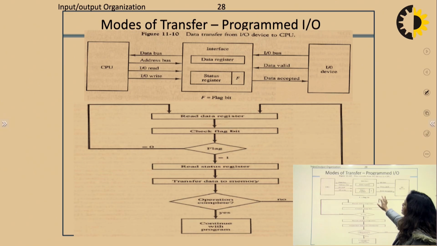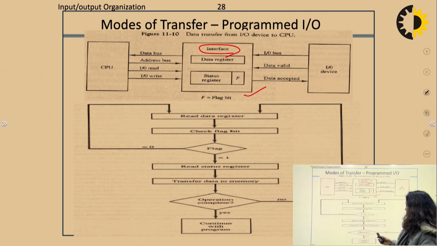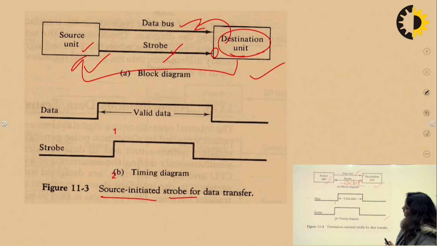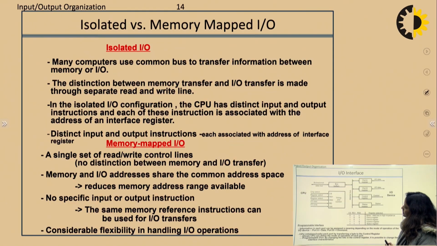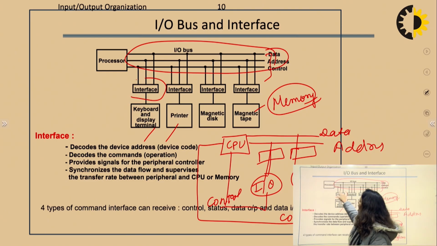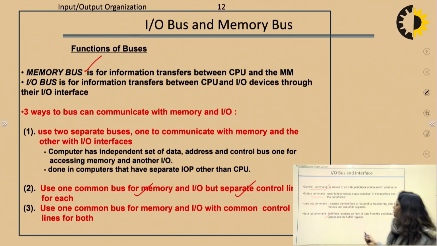As we can see here, we have one block in between, which is known as an interface. So this is the detailed diagram of the one that we have previously discussed, the first diagram, this one. So now we are talking about this interface, how it will actually work and be used for transmission between the processor and the input-output devices.